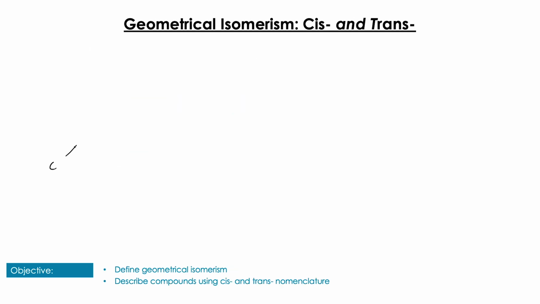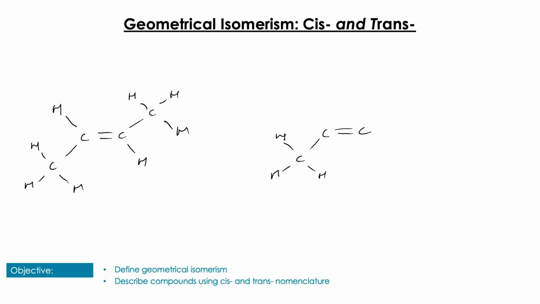We can use the cis-trans nomenclature to be able to differentiate between molecules that show this type of isomerism. We can draw these molecules in two ways. As I have on the left here, we have the substituent groups, the CH3 groups, on opposite sides of the double bond, and on the right I've drawn a conformation in which they are on the same side of the double bond.